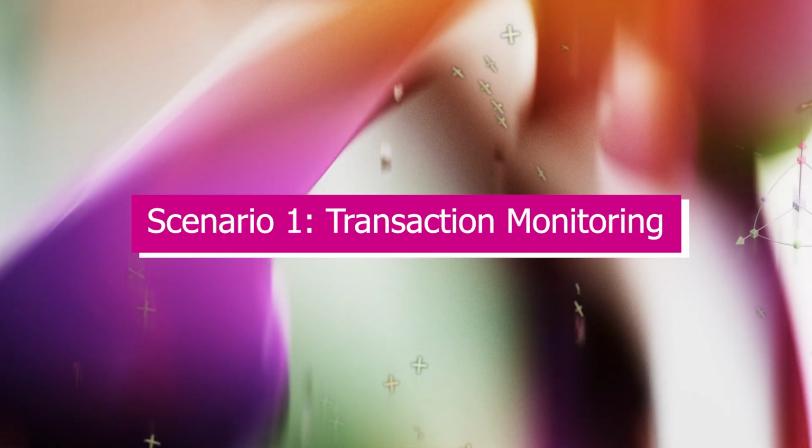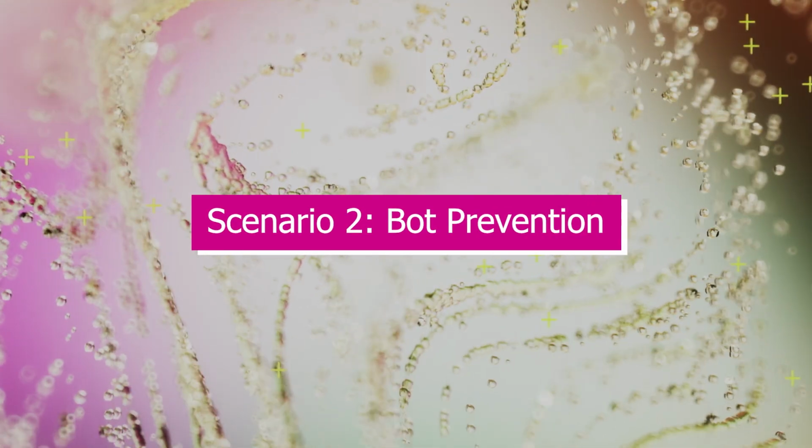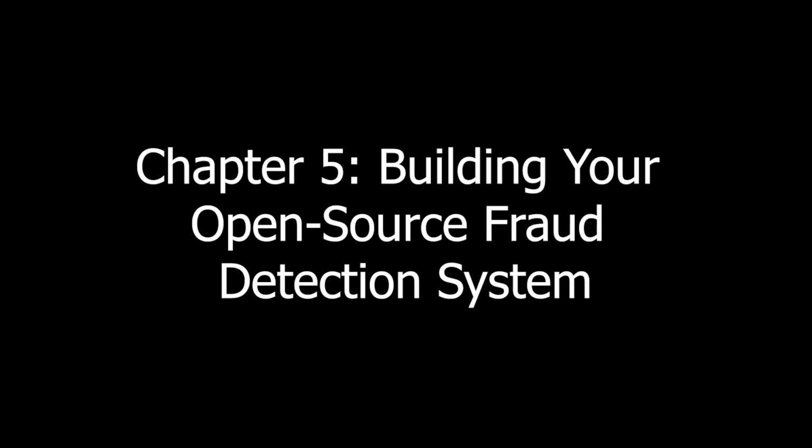Scenario 1. Transaction monitoring. For online retailers, WebSockets track purchase behavior in real time. Node.js processes the data stream, flagging bulk purchases from suspicious accounts and temporarily suspending activity until verified. Scenario 2. Bot prevention. WebSockets detect patterns like rapid clicks or repeated failed form submissions, common in bot attacks. Node.js responds by throttling requests or blocking the offending IP. Chapter 5. Building your open source fraud detection system.